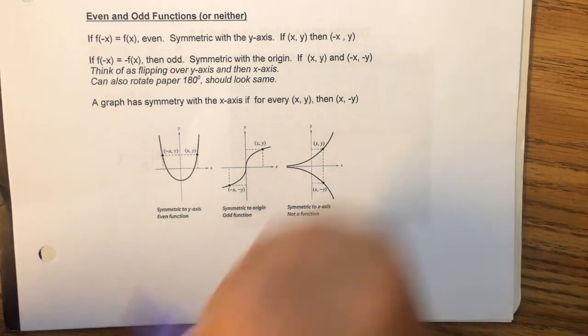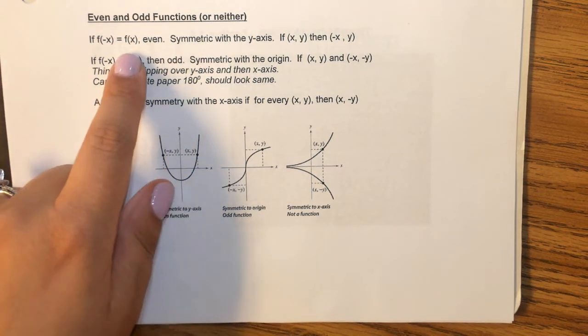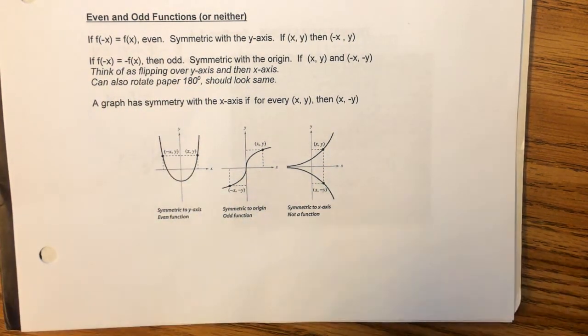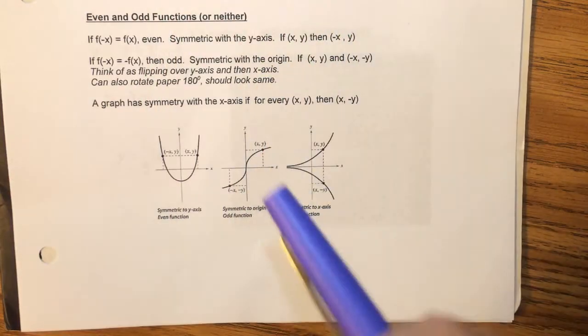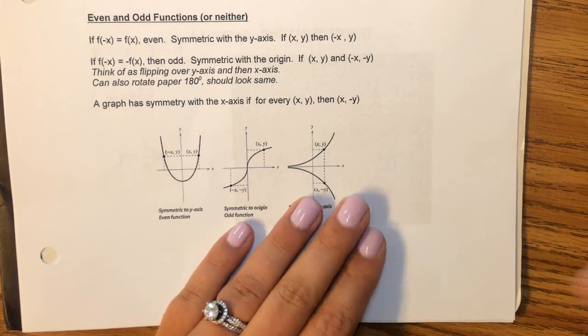Here we're going to be talking about even functions, odd functions, and functions that are neither. So we have those three separate types. If we have a function that is even, we are going to be algebraically showing whether or not the function is even, but I also want to show you visually what's happening because we're going to discuss these things later on this year.